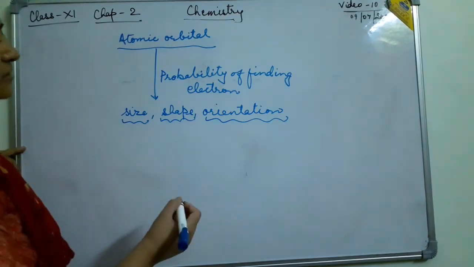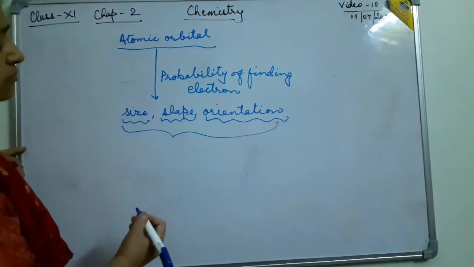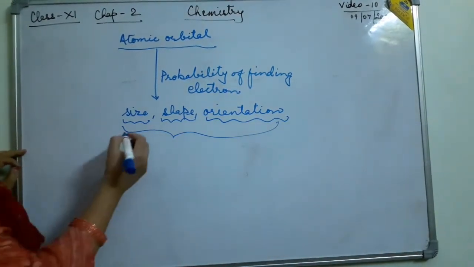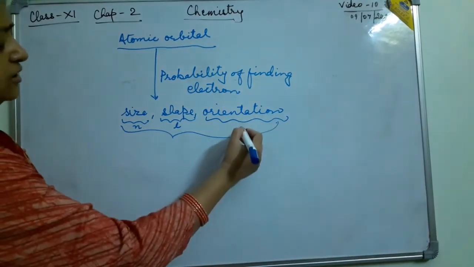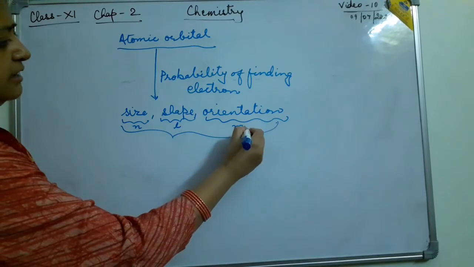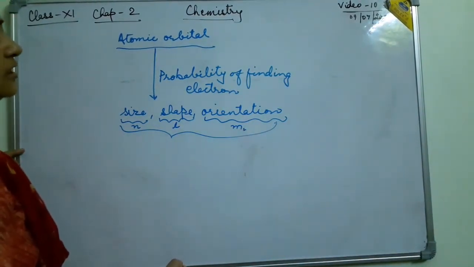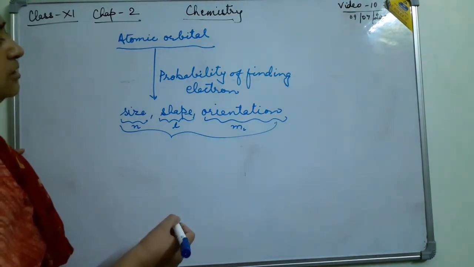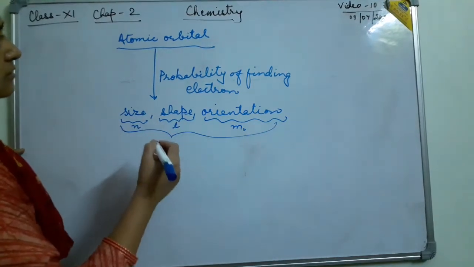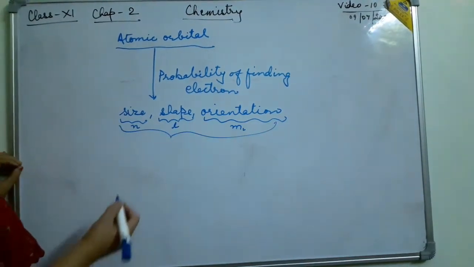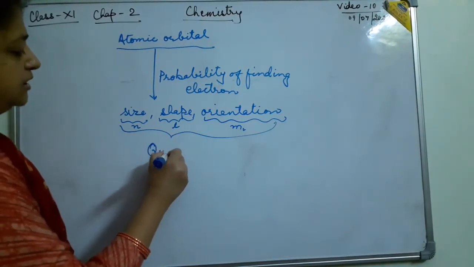These size, shape and orientation can be represented by three quantum numbers: the principal quantum number n, the azimuthal quantum number l, and orientation can be represented by ml, which is called the magnetic quantum number. And spin also. Spin represents the spin of electrons in its orbit. So mainly the atomic orbital can be represented by size, shape and orientation, which are called quantum numbers.